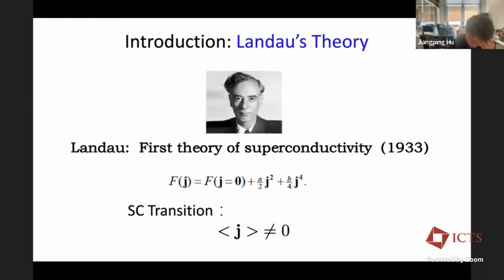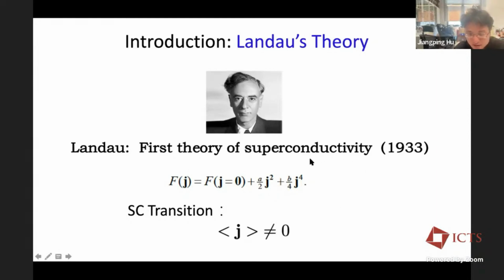In fact, if you look at history, it's quite interesting. Whether this electric current can be non-zero in the ground state was asked in very early days. Landau was already asking this question. In Landau's first theory of superconductivity, what he proposed is actually about the electric current. He wrote down this free energy, and this J is the electric current. He conjectured that the superconducting transition is where the electric current becomes non-zero in the ground state. That happened in 1933, very early days.